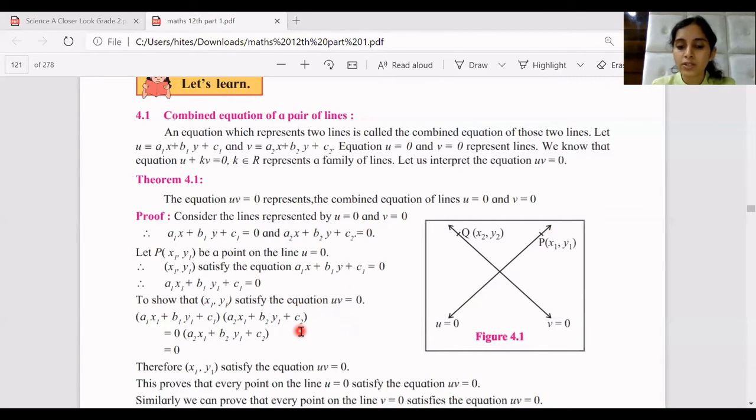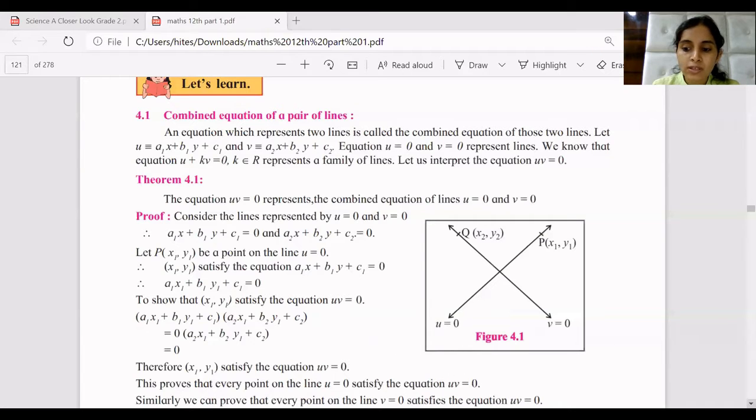So we prove LHS equal to RHS. What is LHS? u into v: (a1x1 plus b1y1 plus c1) into (a2x1 plus b2y1 plus c2). When you substitute the point (x1, y1), we know that u equal to 0, that is a1x1 plus b1y1 plus c1 is equal to 0. So we substitute that as 0 and we get the right side as 0. Therefore, (x1, y1) satisfies the equation uv equal to 0. This proves that every point on the line u equal to 0 lies on uv equal to 0.